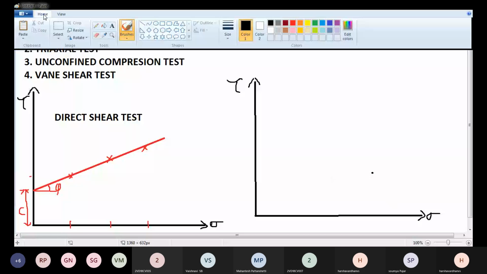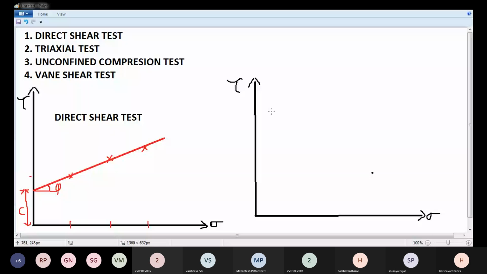But here, we are keeping the soil sample in the center of a container. We are filling the container with water and we are applying the vertical load. So the load is applied in all three directions. That's why the name triaxial test.